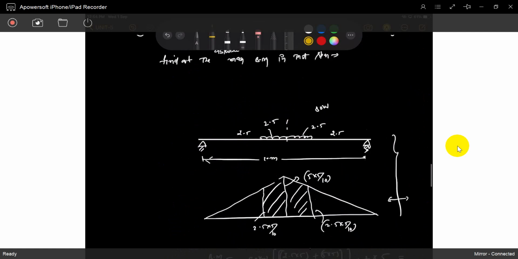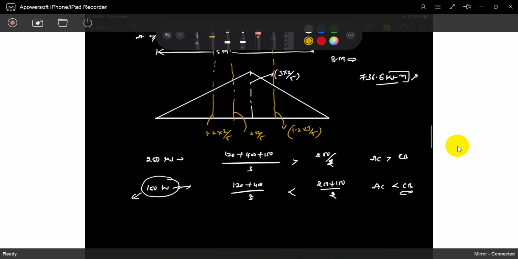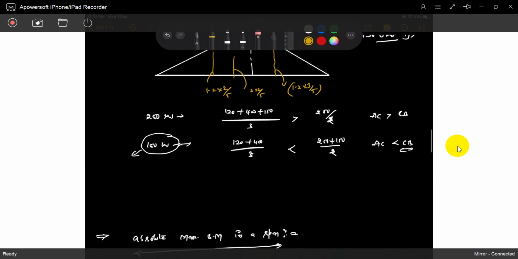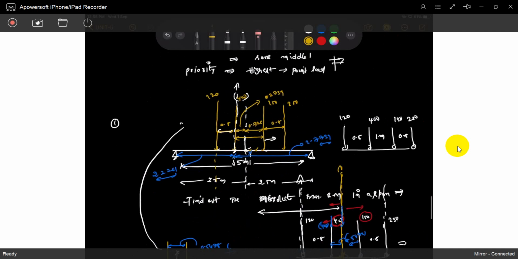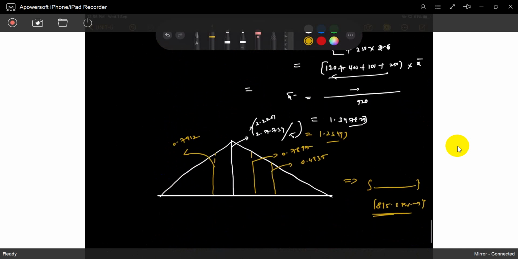Previously, at section C in the previous problem, what was the bending moment? 736 at a section 3 meters from the left hand. So you will consider every section and every arrangement of loading. You will get a maximum value of 836, and here you will get a maximum value of 815. You will arrange like this. Understood? This is the kind of problem you will get in GATE.